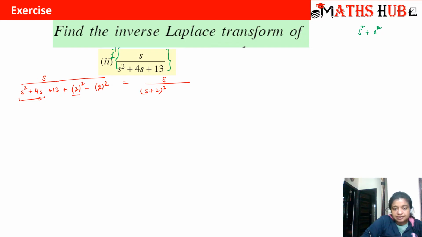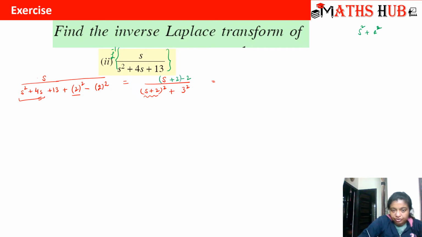13 minus 4 is 9, so that becomes 3 square, right? Now looking at this term, you need to make the numerator similar. It is s plus 2, so try to make s plus 2 in the numerator. How will you make s plus 2? Obviously, you need to add plus 2 and subtract minus 2 from there.